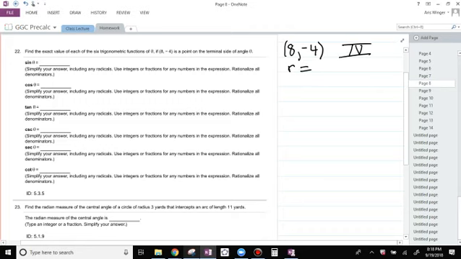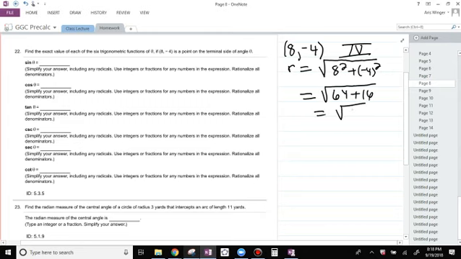So r in this case is the square root of 8 squared plus negative 4 squared. I think we're going to have to do some reducing here. That's 64 plus 16, the square root of 80. Now this becomes an issue of how much MyMathLab wants you to reduce. This has a 16 in it: 16 times 5. This is 4 square root of 5. And we just have to rationalize a ton.